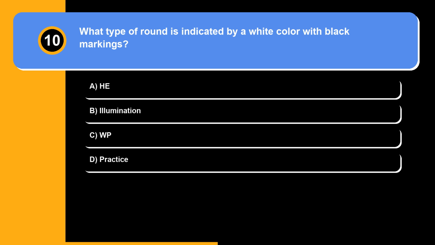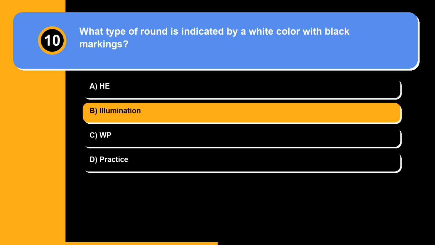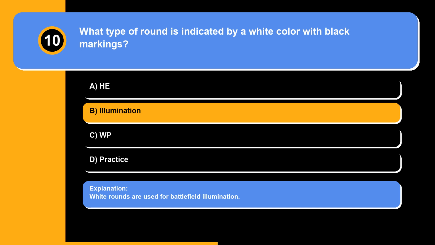Question 10. What type of round is indicated by a white color with black markings? A. HE, B. Illumination, C. WP, or D. Practice. The correct answer is B. Illumination. White rounds are used for battlefield illumination.